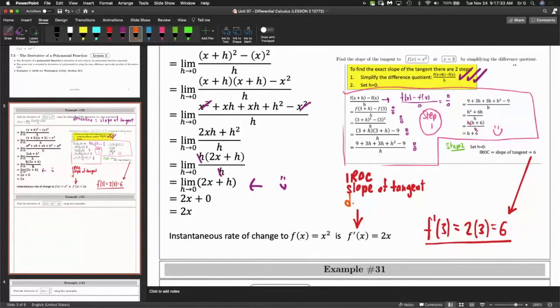Yeah, Shaquille, it's basically the same as last time, except we don't put x equals 3. We leave x as general as possible.